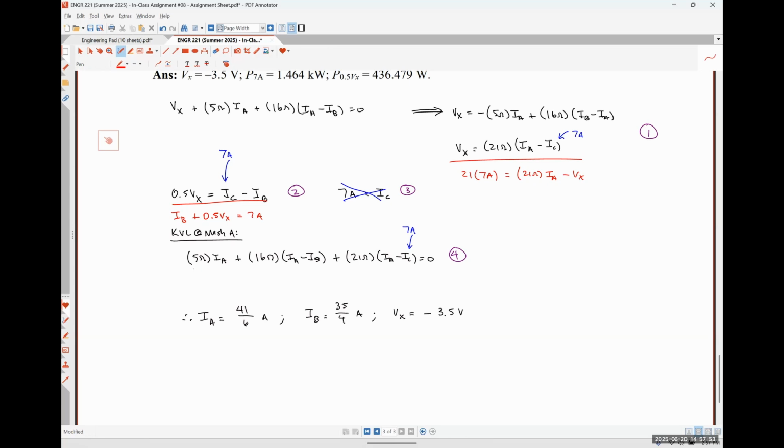And then for this guy right here, really the only thing that moves over is that 21 times 7 amps. So 5 ohms IA plus 16 ohms IA minus IB plus 21 ohms IA is equal to 21 ohms times 7 amps.